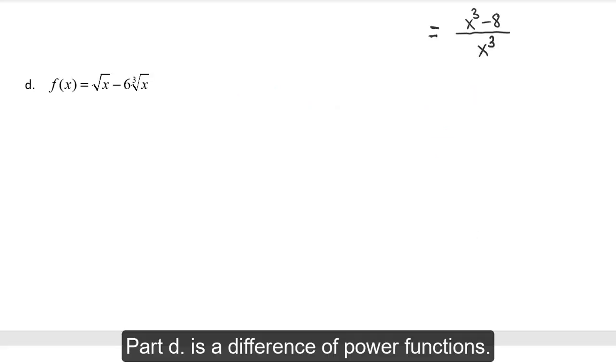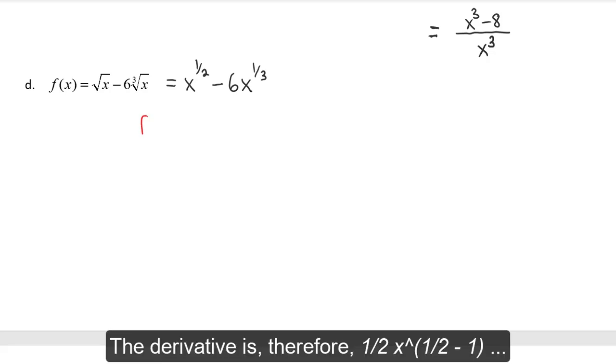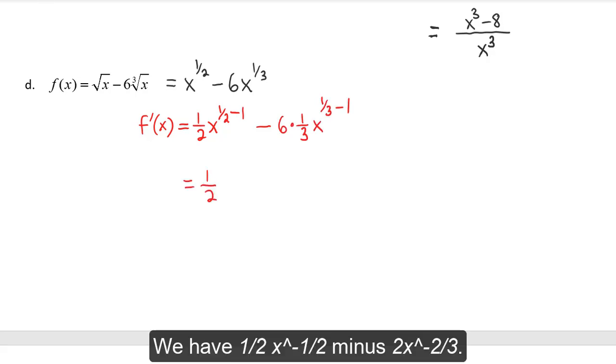Part D is a difference of power functions. We have x raised to the 1/2 power minus 6 times x raised to the 1/3 power. The derivative is therefore 1/2 x raised to the 1/2 minus 1 minus 6 times 1/3 x raised to the 1/3 minus 1. We have 1/2 x to the negative 1/2 minus 2x to the negative 2/3.